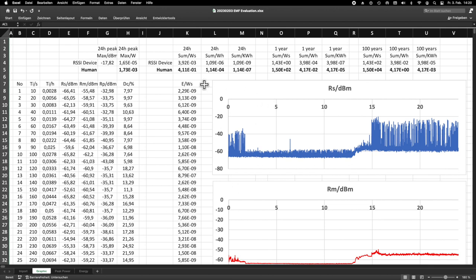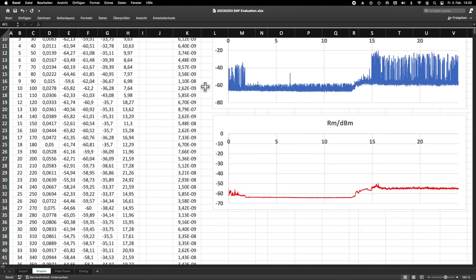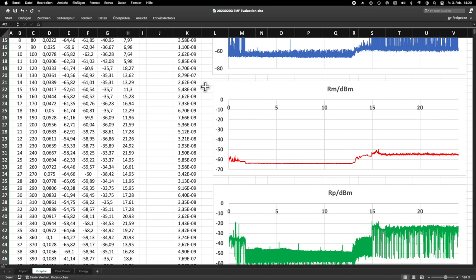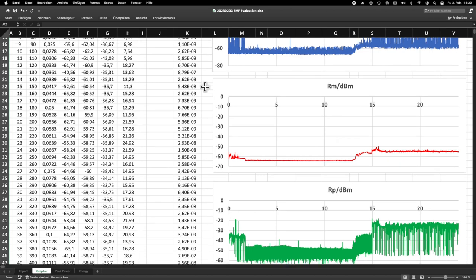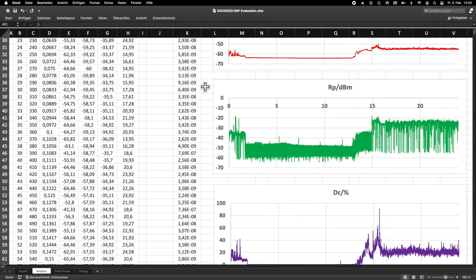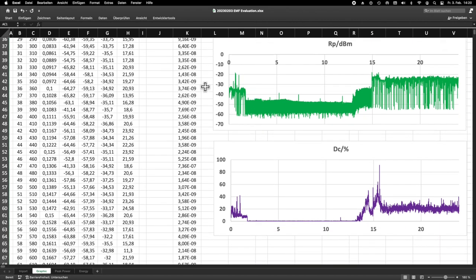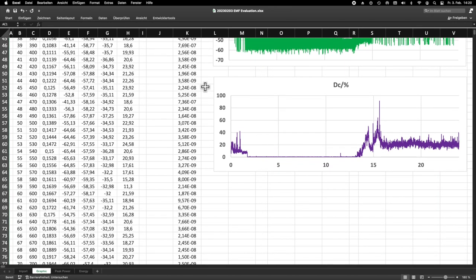First of all, it always makes sense to look at the data as a graphic. We look at the 10 seconds samples, the mean values, the peak values, and the duty cycle. And yes, it clearly shows here that we switch off all our Wi-Fi devices at exactly 10 o'clock in the evening and switch them on again as needed from 6 o'clock in the morning.